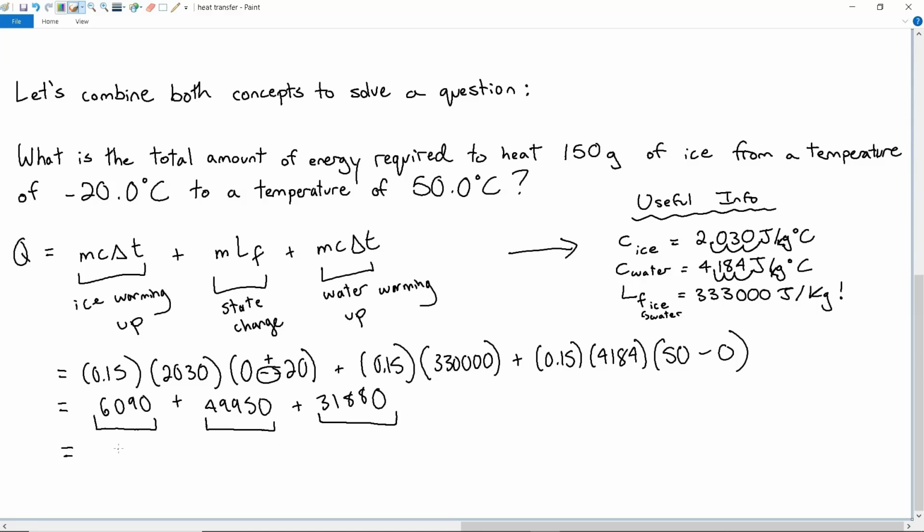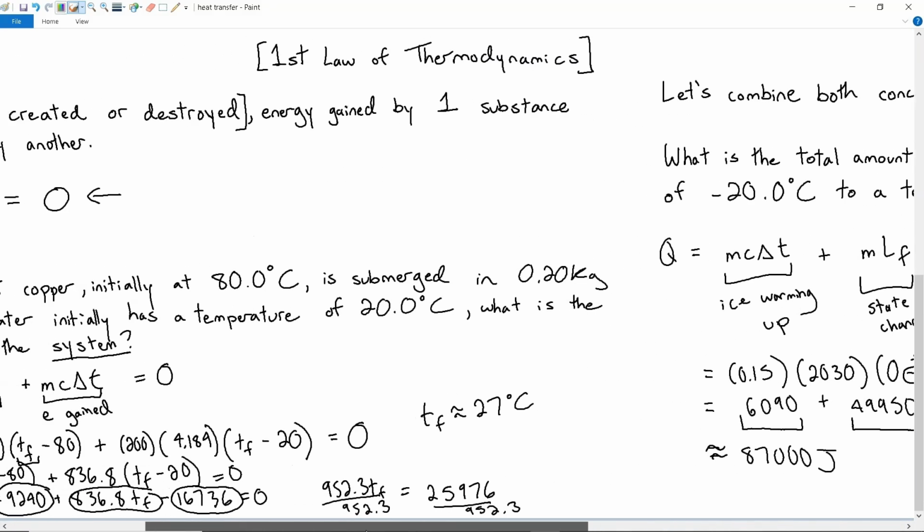And finally, let's add all these values together, and we get roughly 87,000 joules of energy. And that is pretty much it. So questions are going to basically just remix these 2 ideas that we went over. You might be solving for the amount of mass that you started with. You might be solving for initial temperature instead of final temperature. So they'll find things to change up, but that pretty much covers the gist of it.